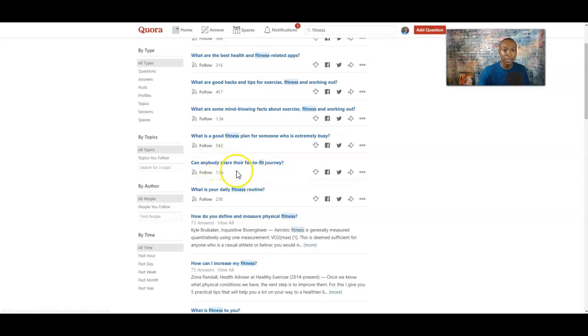Can anybody share their fit journey? Their fat to fit journey. You can do an interview based on someone who just started working out and then they increase their progress over time and they lost so much weight. And that would be a really good story. It could be a good story, it could be an interview story. That's something you can definitely do.